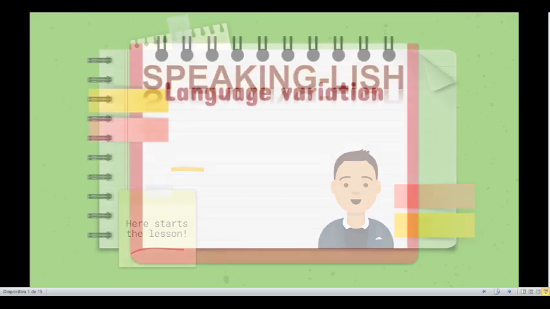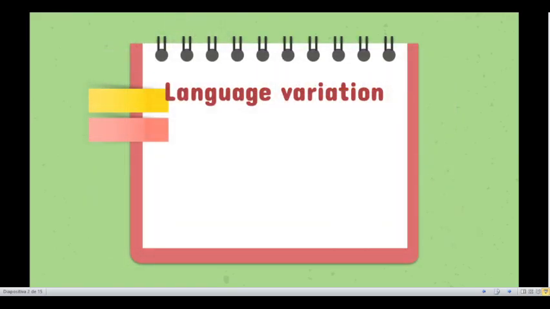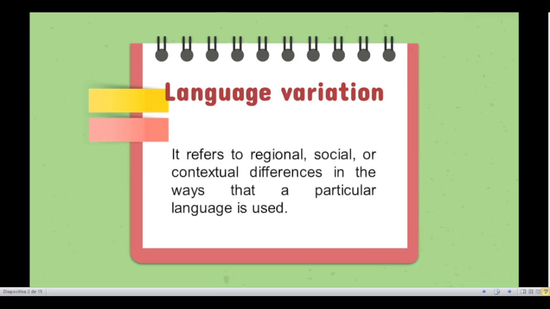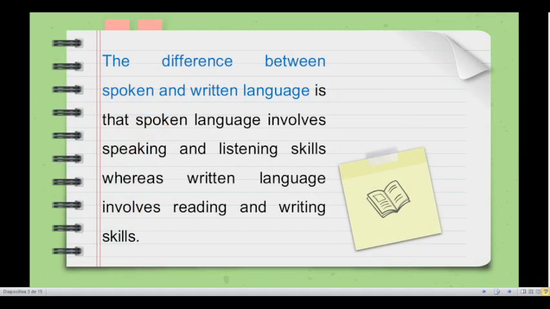Today we will talk about language variation. Let's see what it means. It refers to regional, social or contextual differences in the ways that a particular language is used. Now let's continue with something more important. There is the difference between spoken and written language. Spoken language involves speaking and listening skills, whereas written language involves reading and writing skills.